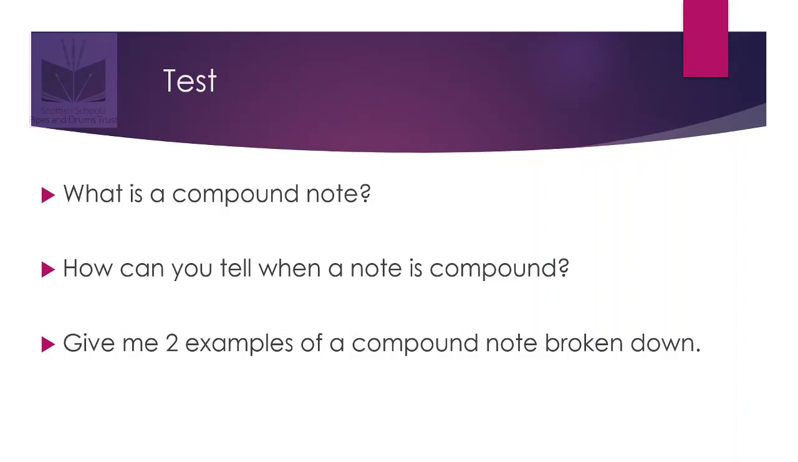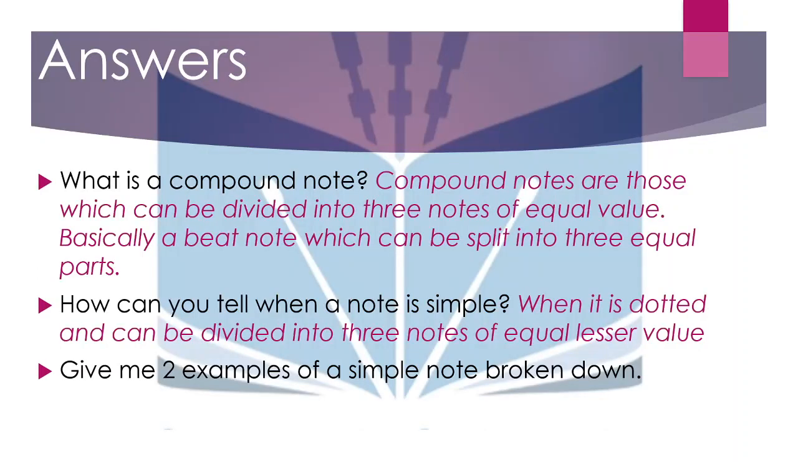Are we getting the answers? Yes, we are. Compound notes are those which can be divided into 3 notes of equal value. Basically a beat note which can be split into 3 equal parts. That should say compound there. How can you tell when a note is compound? When it is dotted and can be divided into 3 notes of equal lesser value.